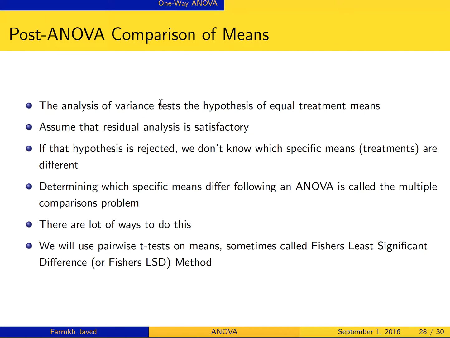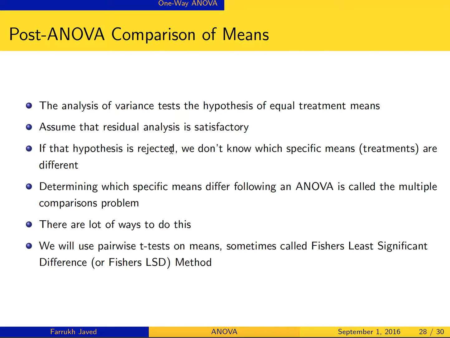So we say that the analysis of variance tests the hypothesis of equal treatment means. Now assume that residual analysis is satisfactory. It means we are going to accept our model, and we say that our residuals are structureless and normal. We do apply those tests in our assignment number 2, so don't worry about that.